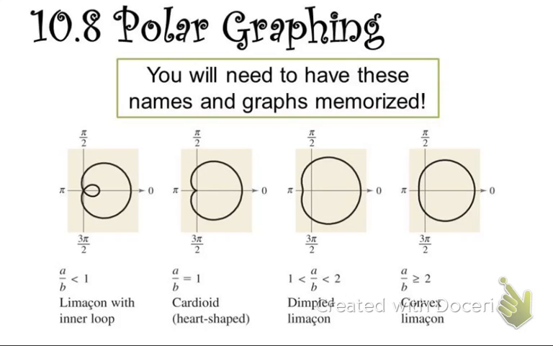So this is section 10.8 on polar graphing, and we're going to look at the different names for polar graphs, and eventually you're going to have these names and their graphs memorized. Not the equations, but just be able to identify the name with the picture. So these first four, we have several what are called limacons, and there's different options with those.